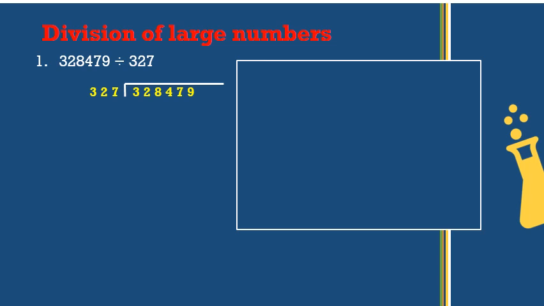Now, as we see that there are 3 digits in the divisor, we will take 3 digits in the dividend also. And then we know that 328 is bigger than 327, so we will divide. As we know that 3 multiplied by 1 is equal to 3, so we will multiply 327 by 1 to get 327. So the quotient of this step is 1. And now we will put 327 below 328 and we will subtract it from 328 to get the remainder, which is 1.